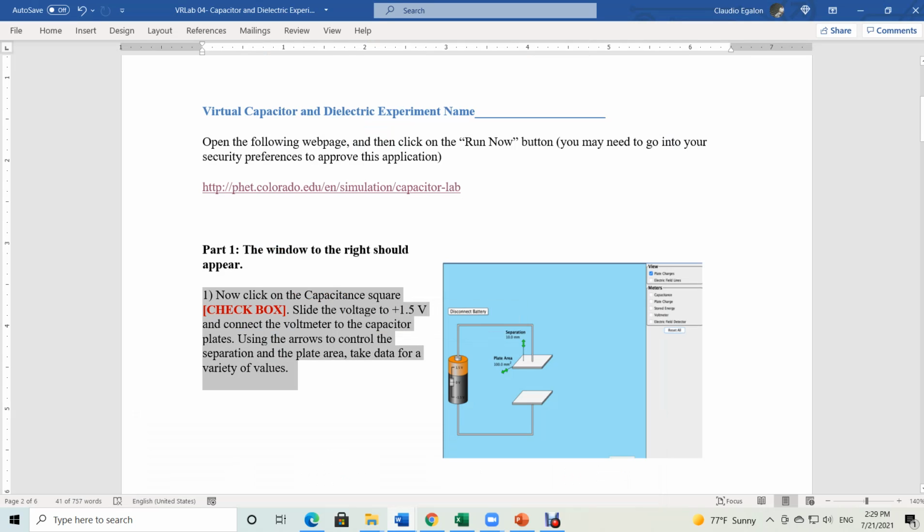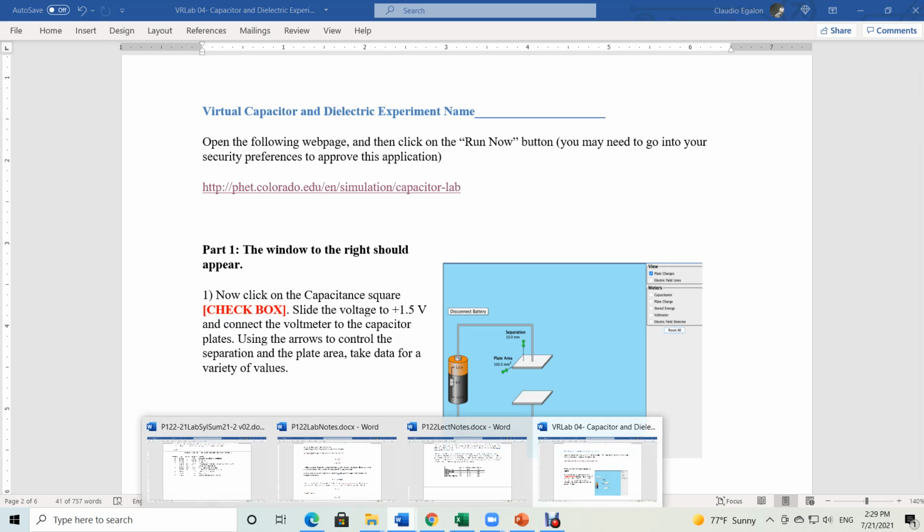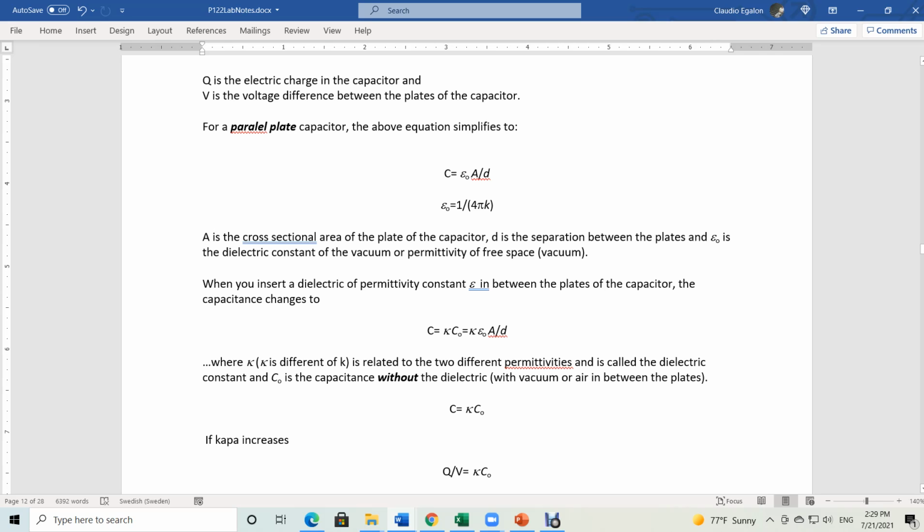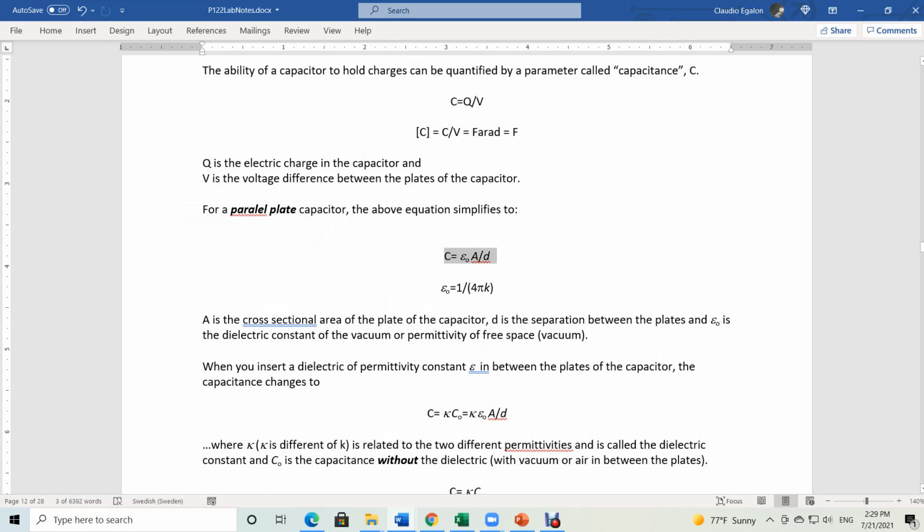Using the arrows to control the separation. Okay, so what you have to know? I didn't cover that in my notes, and we are going to cover that in the lecture as well. But let's cover that again. The capacitance of this device depends on the distance between the plates and the area of the plate. The larger the separation between the plates, the lower the capacitance that we have. The larger the area of the capacitor, the larger the capacitance is.